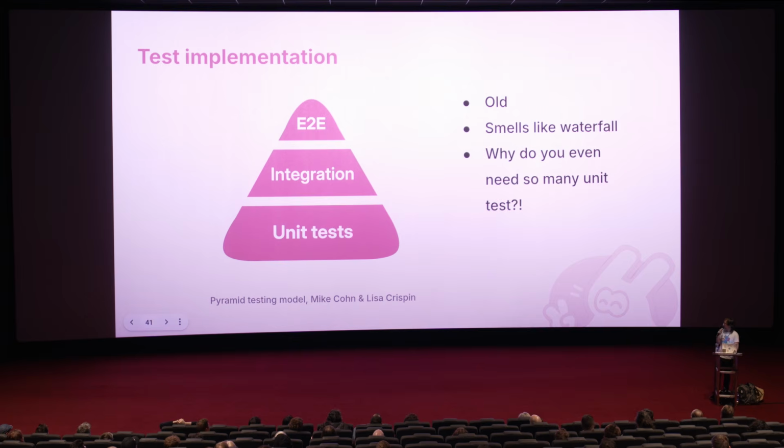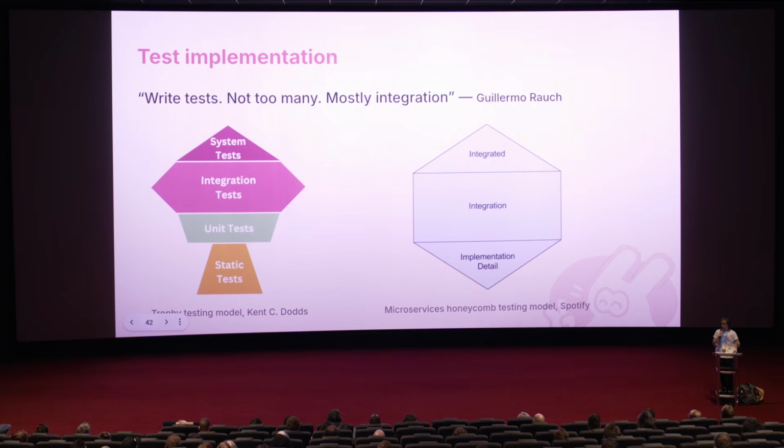The problem with this model is that it's super old. It's more than 20 years old, and you can imagine that things have changed a lot since it was first proposed. And it also smells a little bit like waterfall. There's this small top with end-to-end tests, which usually gets replaced with manual testing at the end of the process, and that is something that we're trying to avoid, right, with a traditional quality model. And also it has a very big unit test base, which doesn't make a lot of sense when you think about it. What is recommended right now is writing mostly integration tests.